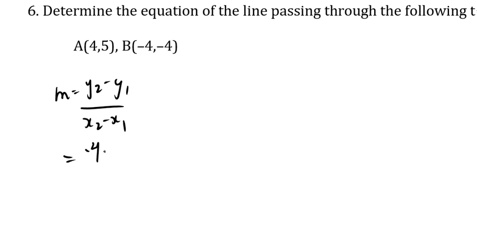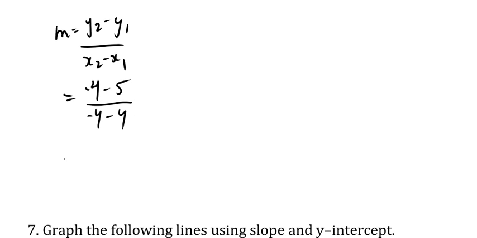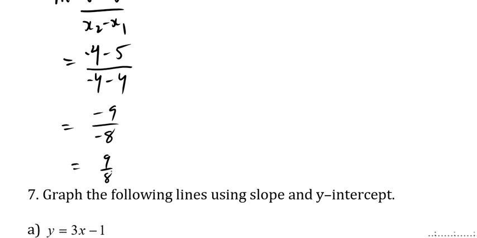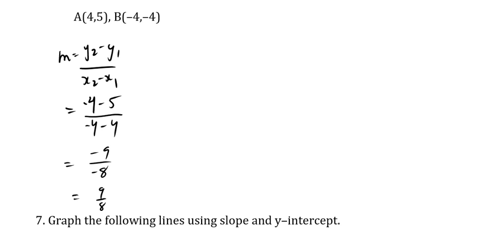So negative 4 minus 5 over negative 4 minus 4. So that's negative 9 over negative 8, which is positive 9 over positive 8. Get rid of the negatives, don't leave them in. Now I can write the equation. y equals 9 over 8 x plus b. And I'll pick any point. Either point is fine. So I'm going to pick 4, 5.